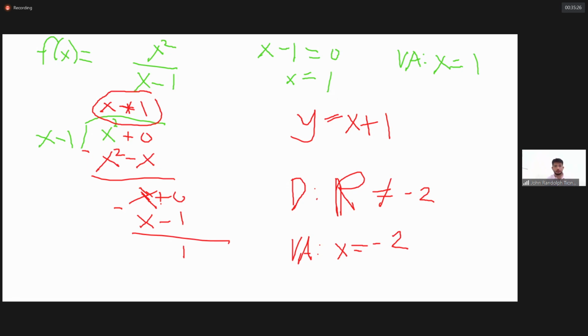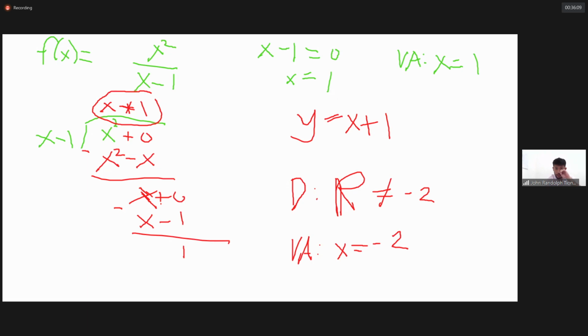Okay, so let's go to D. Give me the domain, guys, for number 7. All real numbers. Okay, correct. All real numbers except negative 2, that's our domain, correct. And your range, guys, what is your range? All real numbers except 1. Okay, that's correct. Yung range natin, all real numbers except 1.